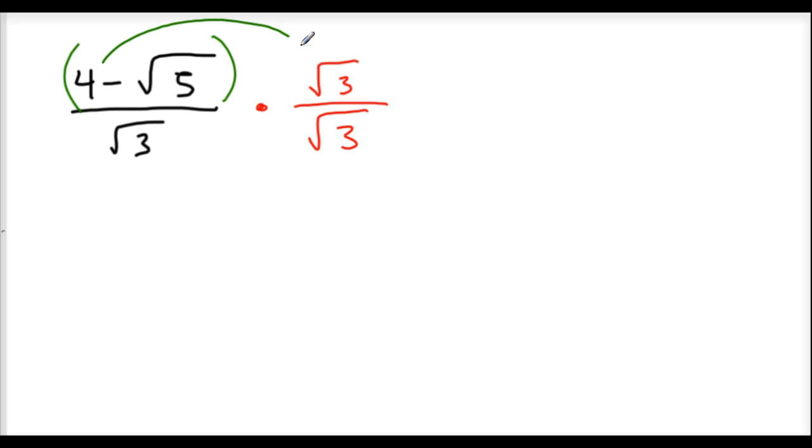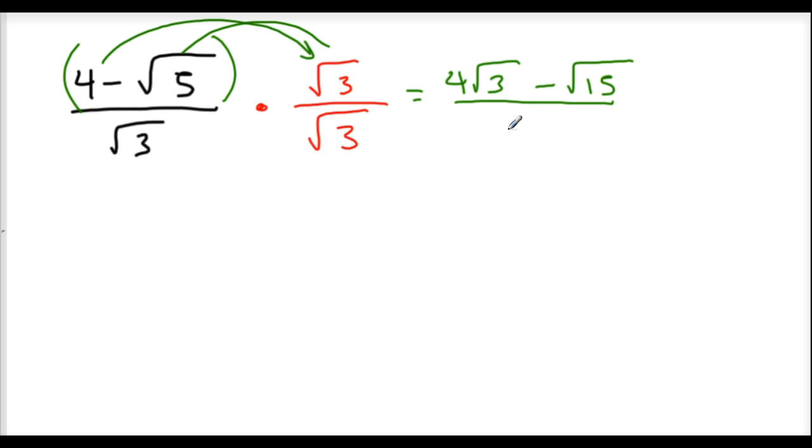So I'm going to have 4 times radical 3, which is going to be what? 4 radical 3. And I'm going to have negative radical 5 times radical 3, which will be negative radical 15, over radical 3 times radical 3, 3. And I can't do anything else.